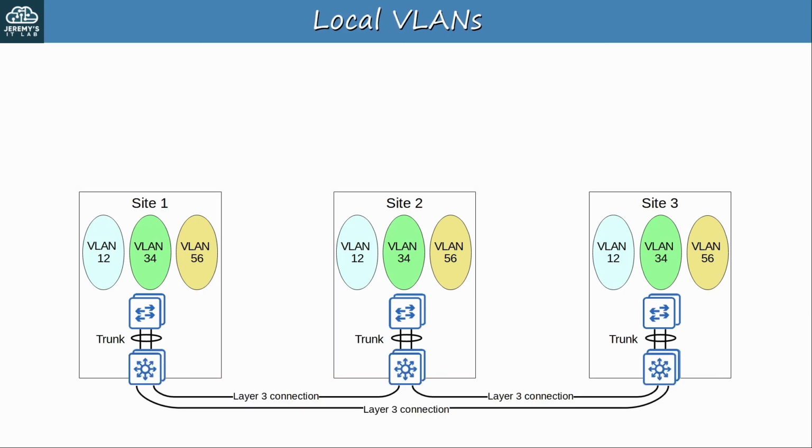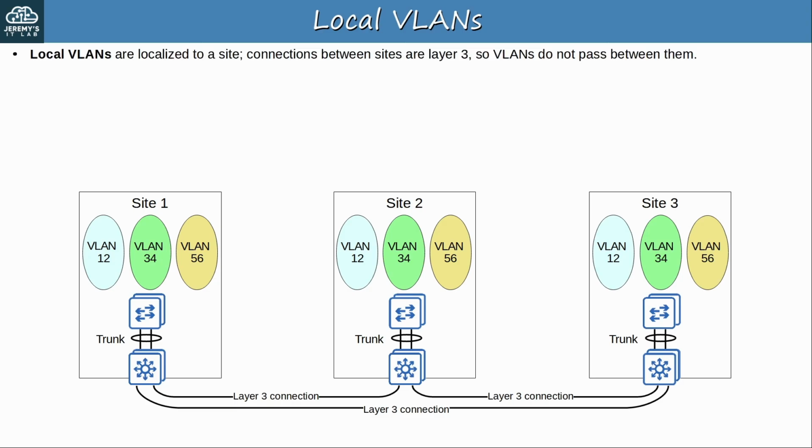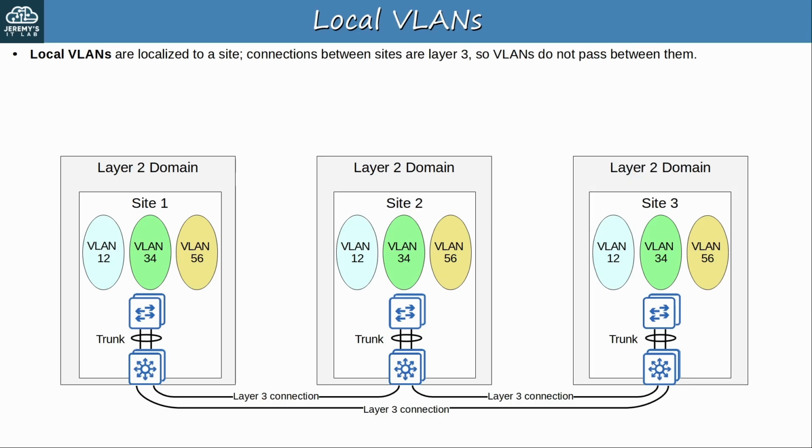The preferred design is to use local VLANs. Notice that the distribution switches at each site are now multi-layer switches, and the connections between sites are layer 3 connections. Local VLANs are localized to a site, and connections between sites are layer 3, so VLANs do not pass between them. Site 1 is its own layer 2 domain, same for site 2 and site 3. Each site has its own VLAN 12, VLAN 34, and VLAN 56.